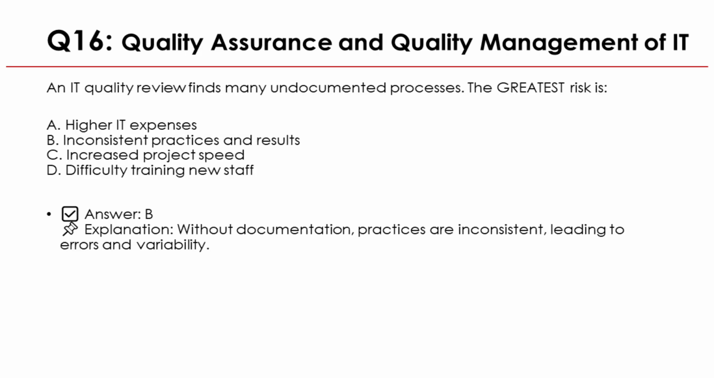An IT quality review finds many undocumented processes. The greatest risk is: Option A, higher IT expenses, possible but not greatest. Option B, inconsistent practices and results, correct. Option C, increased project speed, not a risk. Option D, difficulty training new staff, valid but secondary. Correct answer, B, inconsistent practices and results. Analogy, cooking without a recipe. Every chef makes the dish differently.